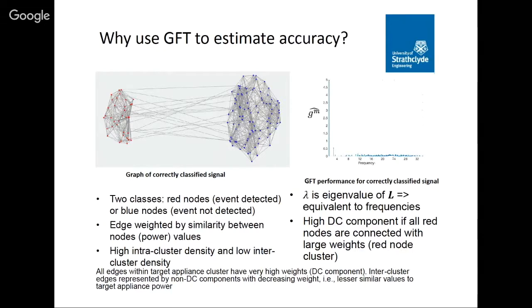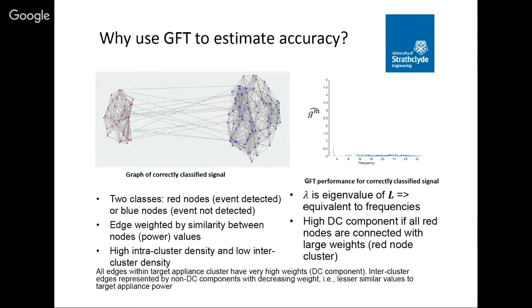The left figure shows a graph for a correctly classified signal. You can see the red nodes are associated with the event detected for an appliance from the appliance survey data, and the blue points are for the event not detected. The edges between them are weighted according to the similarity of the power values of those nodes. And you can see there is a stronger connection inside a class and a weak connection between them.